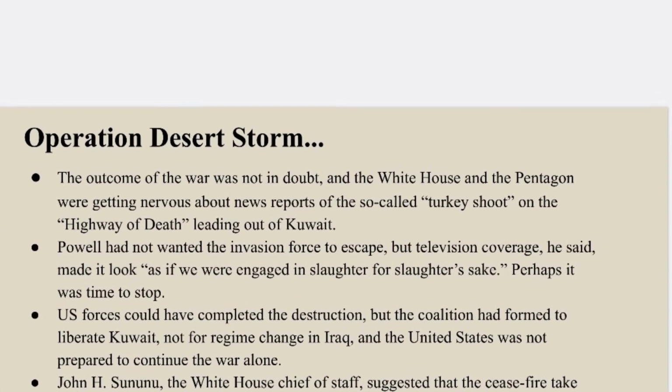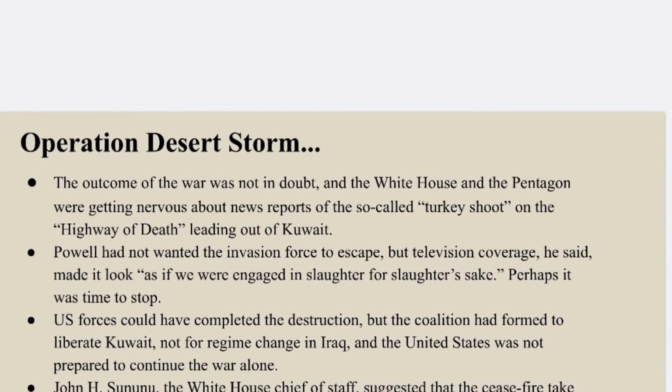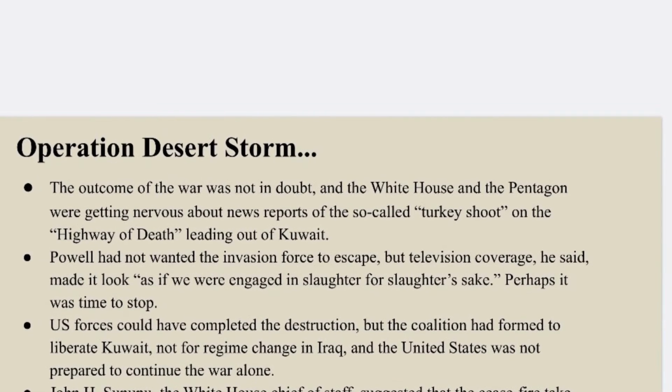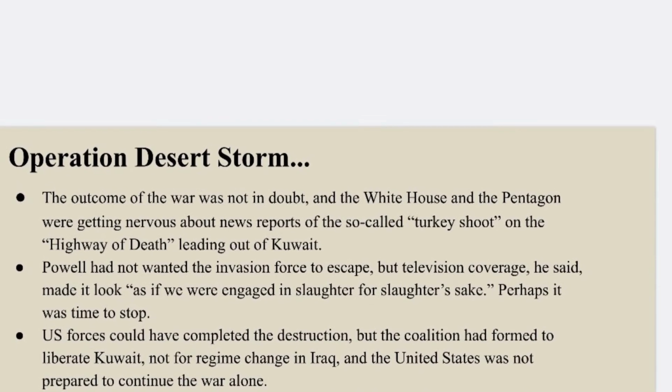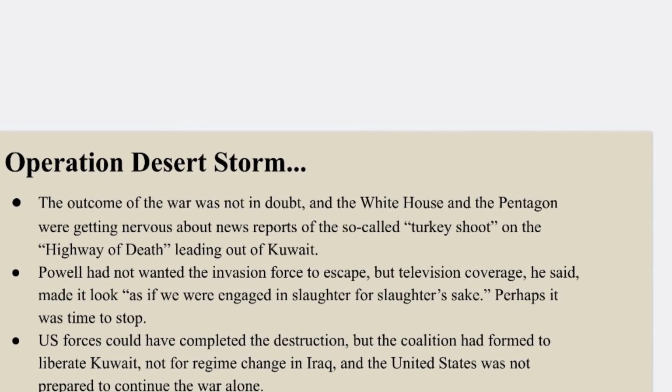U.S. forces completed the destruction. John H. Sununu, the White House Chief of Staff, suggested that the ceasefire take effect at 5 a.m., February 28th. Stopping at that precise moment would make it possible to call the conflict the 100-hour war, and Powell agreed.